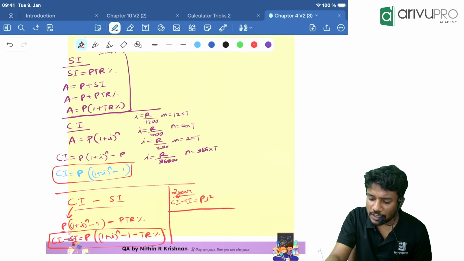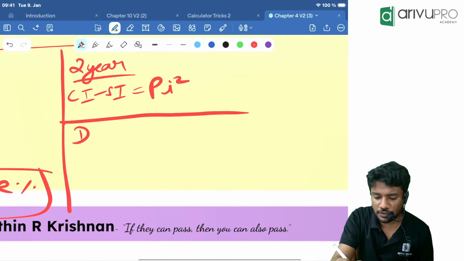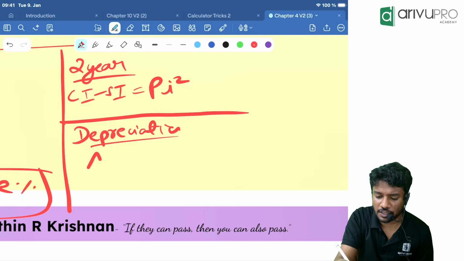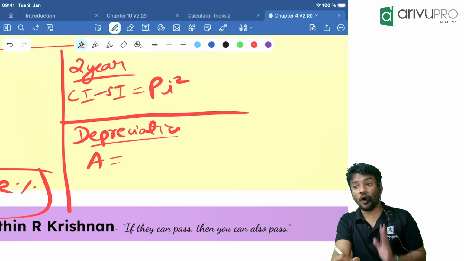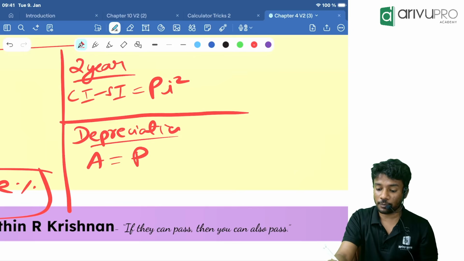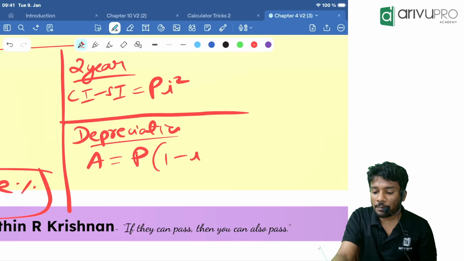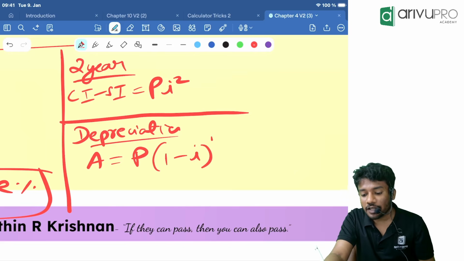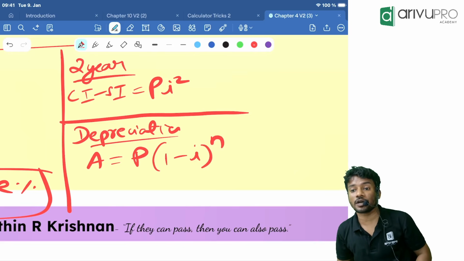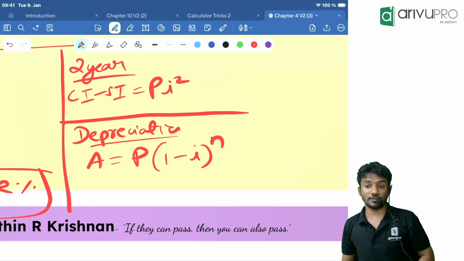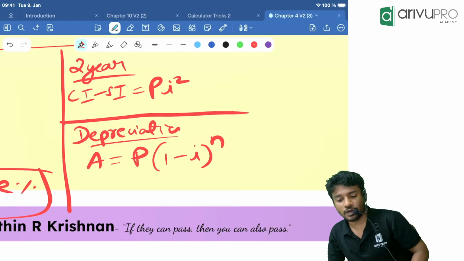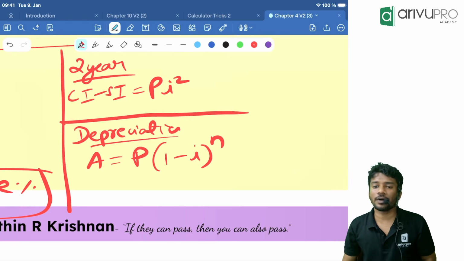Then we had what? Depreciation. Do you remember depreciation? Yes, depreciation is what, people? Depreciation is nothing but amount is equal to, or scrap value. Here A is called as what? Scrap value is equal to principal into 1 minus depreciating rate the whole power n. That is A is equal to P into, P is what? Principal or cost price. We will call it by the name cost price or the current value. Okay, into 1 minus I the whole power n.